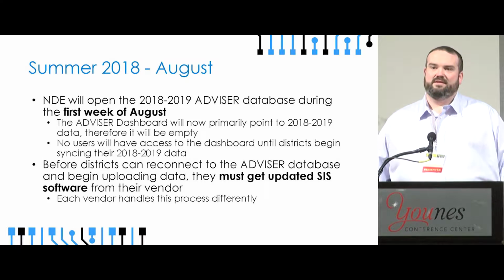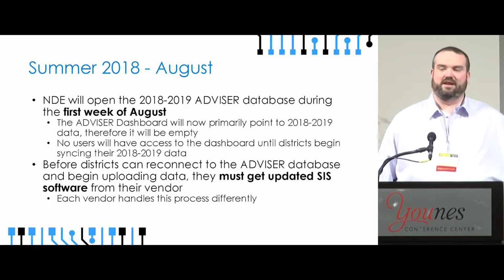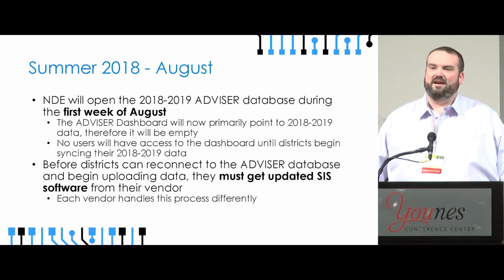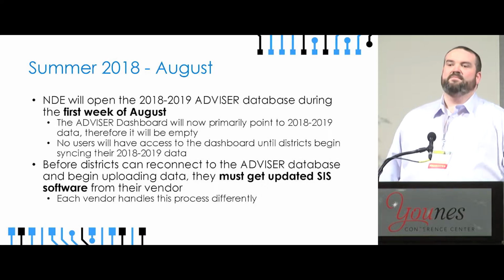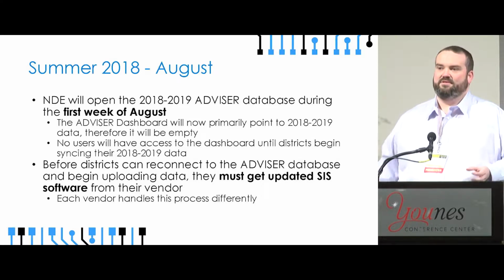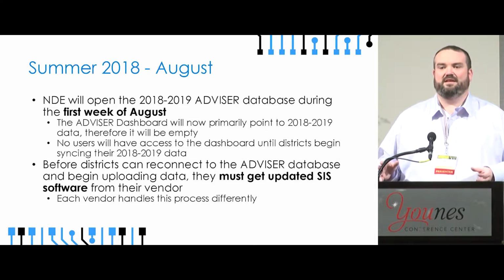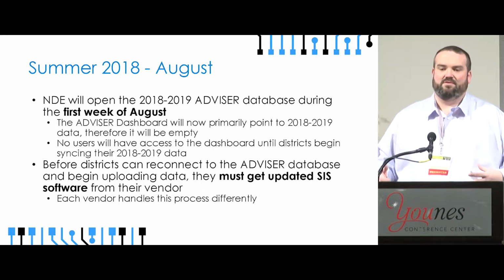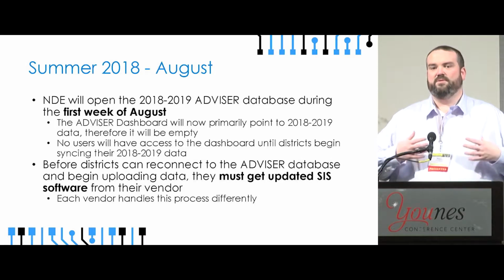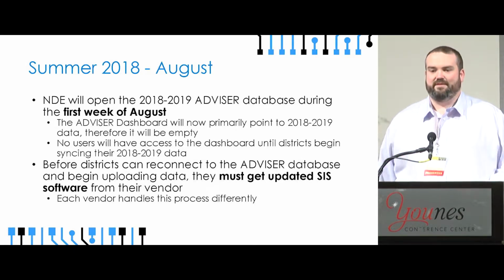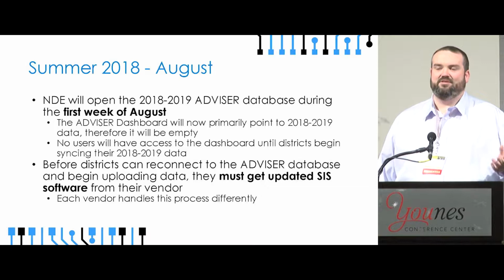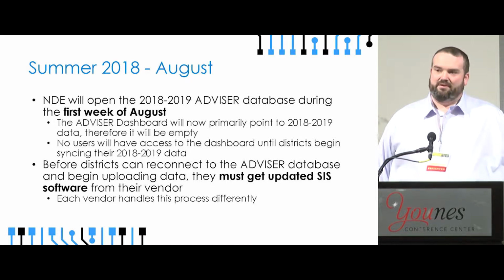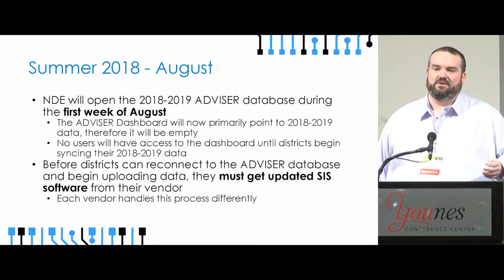So come August, we're getting into what happens every year from now on. The first week of August is when NDE will shut down the ability for you to send Advisor data. We roll the databases over for the new year with those new year data fields in place, which we will probably have little updates to every year. At that point also is when the dashboard rolls over to the new year.